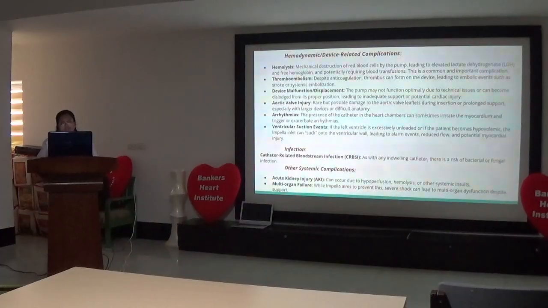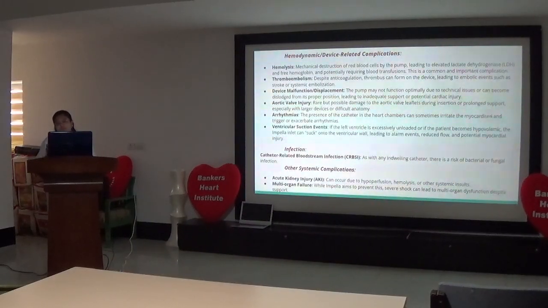The other hemodynamic-related complications can be hemolysis. Because the blood is going through a pump, there are chances of more hemolysis, and that hemolysis can also lead to AKI due to breakdown of blood cells. Second is thromboembolism. We keep an Impella patient on anticoagulants, but still there are chances of clot formation. Device malfunction or displacement, aortic valve injury.